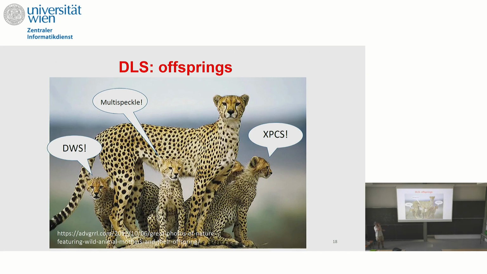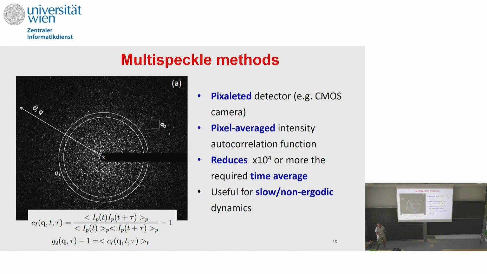Now, dynamic light scattering has various offsprings. Everything in this field started with dynamic light scattering in the single scattering limit, but then people have worked out various variants of the technique that you can apply in different experimental situations. So let me just mention a few of them. The first thing I would like to mention is multispeckle methods. Multispeckle methods were introduced in the late 90s.